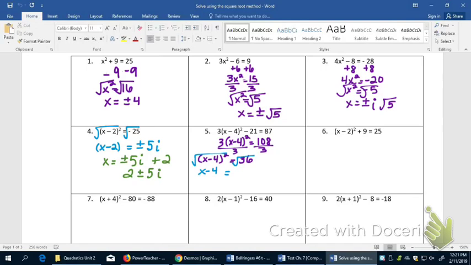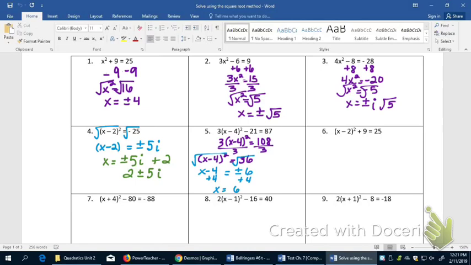Don't forget something really, really important. Plus or minus. Okay? Now, because 6 is just a regular old number, we're actually going to get real answers. We're not going to get i's and square roots. Okay? So when I add 4 on both sides, this is what you have to do.